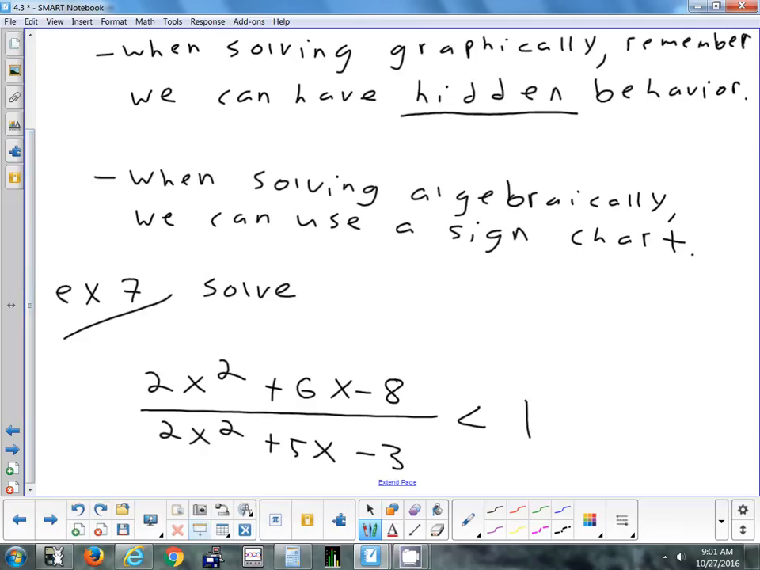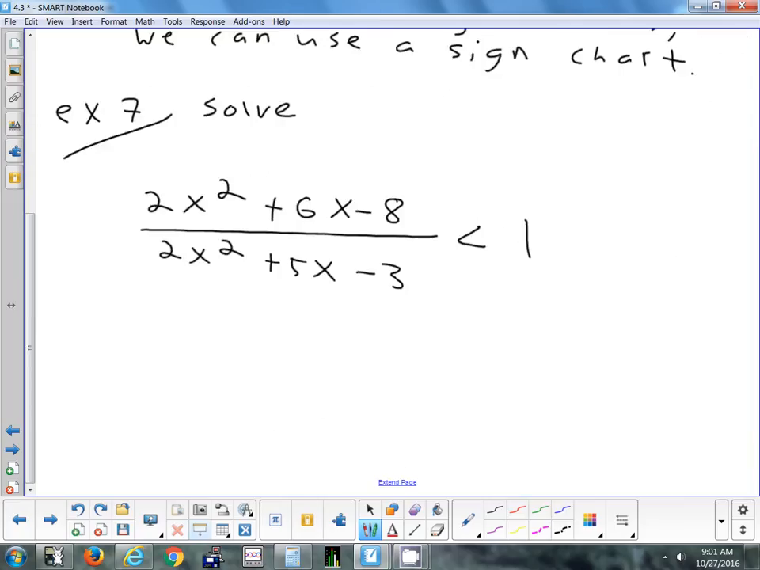Now, when I use the sign chart method, I usually don't try to get the number 1 on one side. What number do we usually want on the right or the left side? In this case, it's the right. We want 0. So how would I bring this 1 to the other side? I'm going to subtract it. Now, I'm going to subtract 1, but I'm going to hold off on writing it right now.